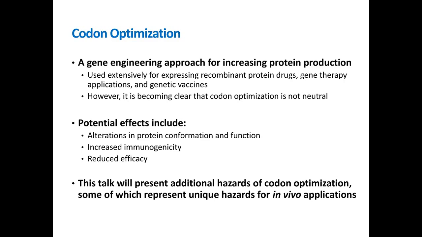These problems have been discussed before, and I'll just briefly review them, but the point of this talk is on some potentially new hazards of codon optimization, particularly for in vivo applications, which would be things like gene therapy and genetic vaccines.